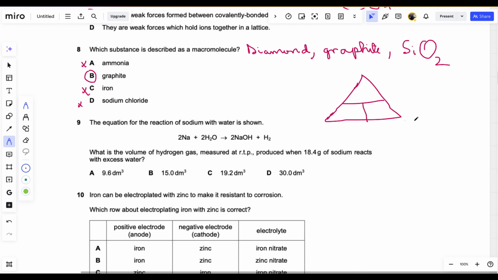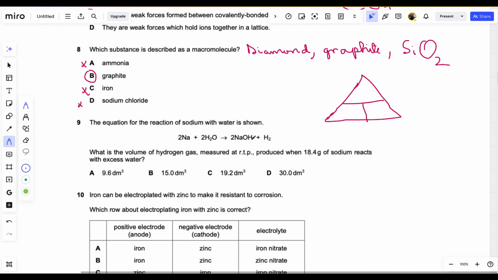Okay, there are two volume formulas we're going to look at. What is the volume of hydrogen gas measured at RTP produced when 80.4 gram of sodium react with excess water?